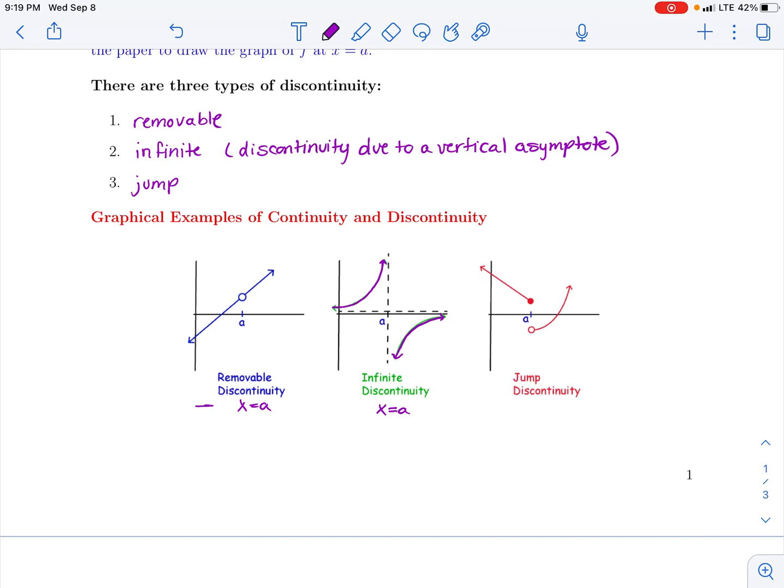And now, because you see that there was an asymptote there, that's where we're getting the name infinite discontinuity. Looking at the third one, if I were to draw this graph, of course, at x equals a, I'm going to have to pick up my pen off the paper. But here, like I was describing earlier, you can see that there was a jump or a gap in between those two pieces of the function. And so that's why we call this jump discontinuity.